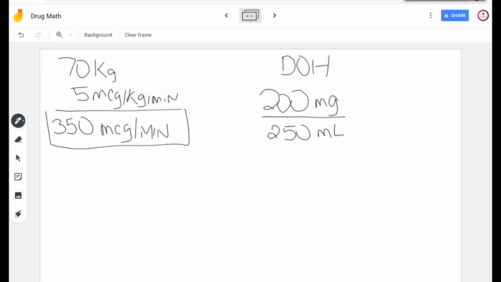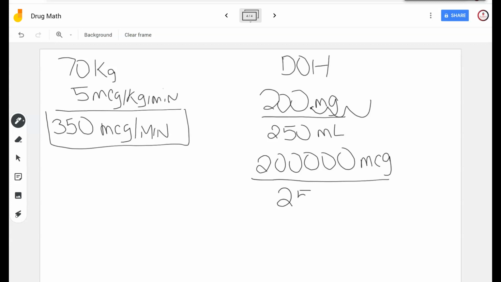Now we need to find out how many micrograms per milliliter exist in this formula, okay? Because dopamine is given in micrograms, you need to make sure that all of your units match. So super easy, right? You're going to move that decimal point over 3 places. Thank you M, thank you G. So 200 plus 3 extra zeros is how many micrograms you have. And you're putting all of that into a 250 milliliter bag.